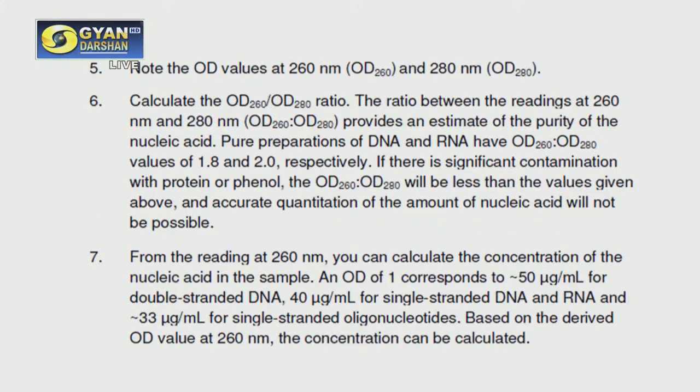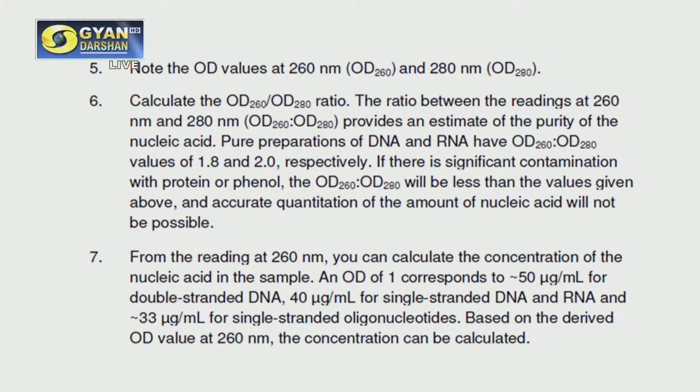Now you note the OD values at 260 nanometer and 280 nanometer, and you calculate the OD260/OD280 ratio. Ideally, if your DNA is pure, the OD260/OD280 value is supposed to come to 1.8. I'm not talking of RNA because right at the moment you might not need it, but just for your knowledge, for RNA it will be 2. And for DNA, which you are doing in the experiment, it will be 1.8. Any deviation from this value will give you an idea that there is some sort of error or your preparation is not that good.